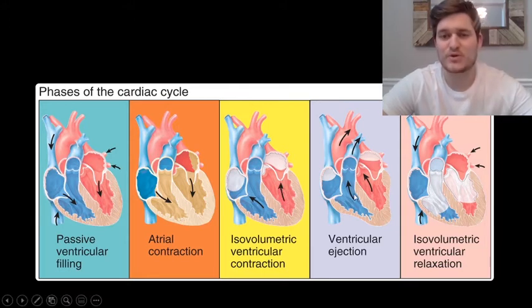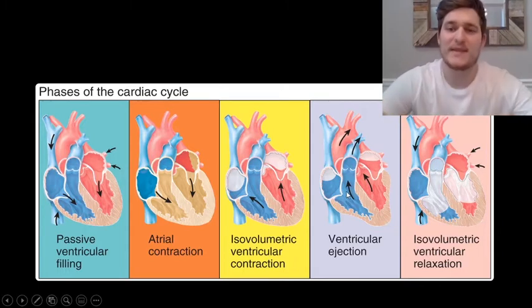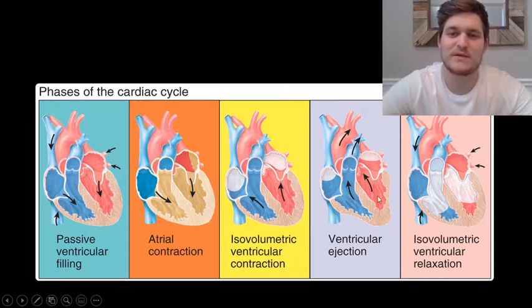But when that pressure does exceed the pressure on the outside of these great vessels, what's going to happen is that this pulmonary valve here and the aortic valve are both going to open, and then blood is going to be ejected from these ventricles out to the rest of the body. That phase is called ventricular ejection.